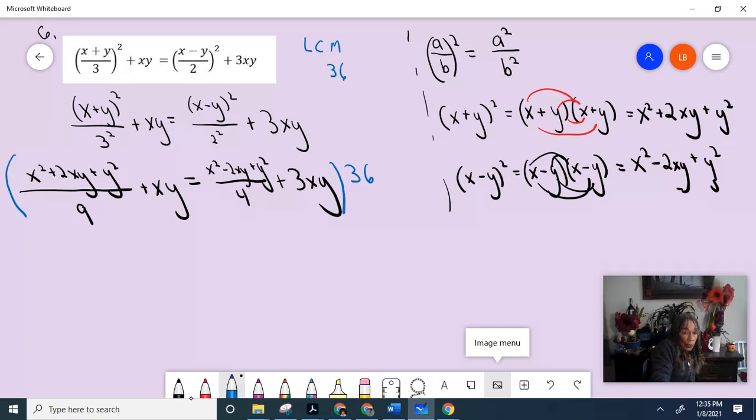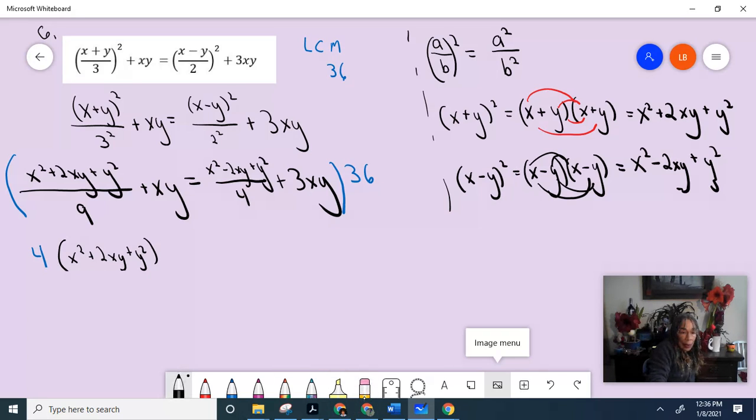So what it really equals is 36 times that divided by 9. So 36 divided by 9 is 4. So what I've really got here is 4 times whatever's inside the parentheses, x squared plus 2xy plus y squared. I got 4 times that. It's not over 9 anymore, because I got rid of the 9 by dividing it into 36.